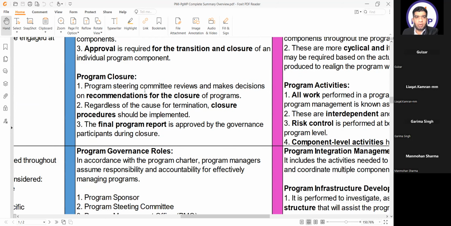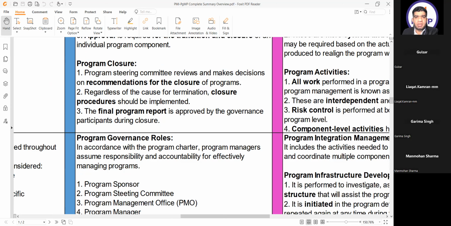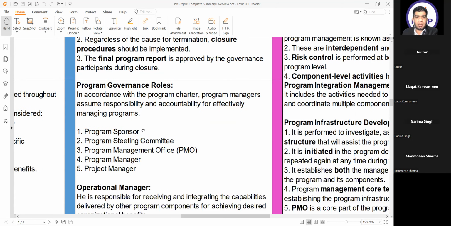Program closure. Program steering committee reviews and makes decision on recommendation for the closure of the program. Regardless of the cause of termination, closure procedures should be implemented. The final program report is approved by the governance participant during closure.